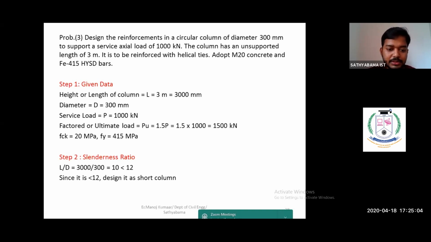Next is step number 2, slenderness ratio. Why we need to calculate slenderness ratio means we need to classify this column whether it is a short column or a slender column. So the condition is L by D should be less than 12 for a short column. Now our L is 3000, D is diameter 300. So we are getting 10, which is less than 12. Then it is to be designed as a short column.